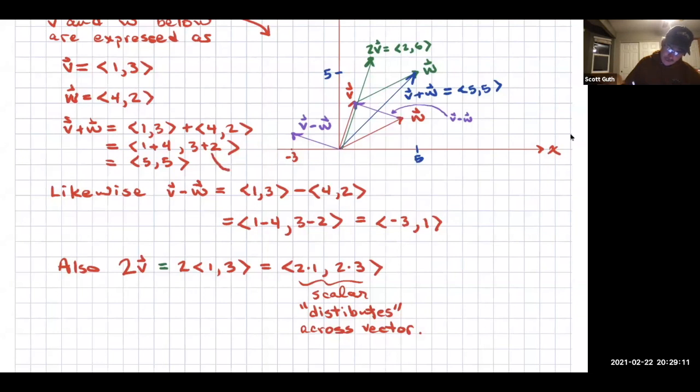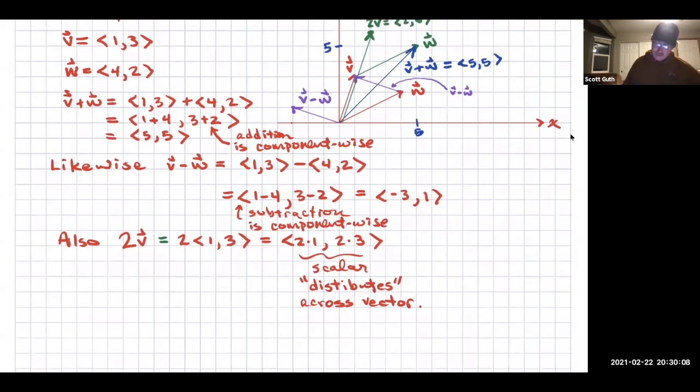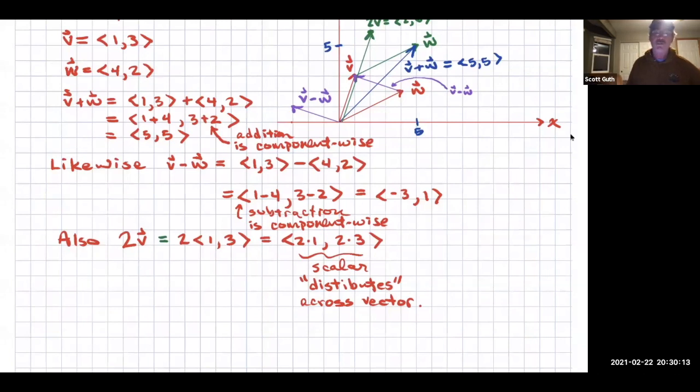If I was to describe the addition, I'd say addition is what we call component wise. Okay, let me clear out that negative 3. So meaning we add the X components and we add the Y components. And I would say the same thing down here with the subtraction, that subtraction is component wise. Just the X component, and again, that just means you subtract the X's, you subtract the Y's, it's done component wise. Okay, but scalar multiplication is done like a distributive property. It distributes across the vector.